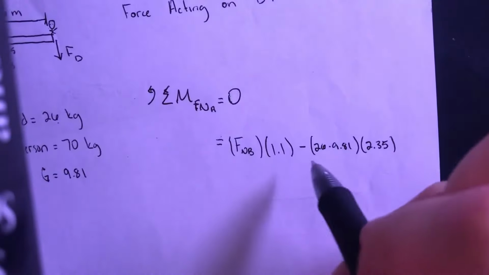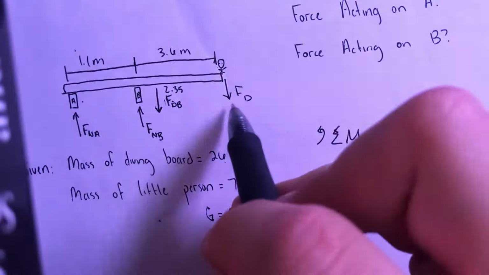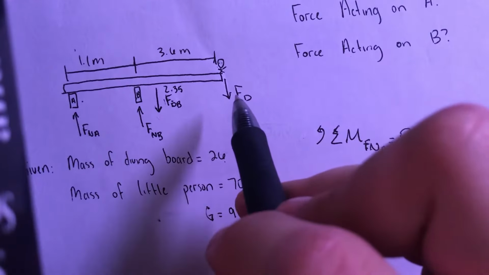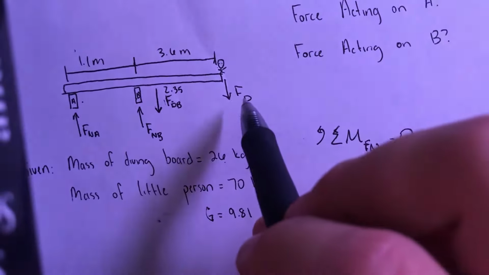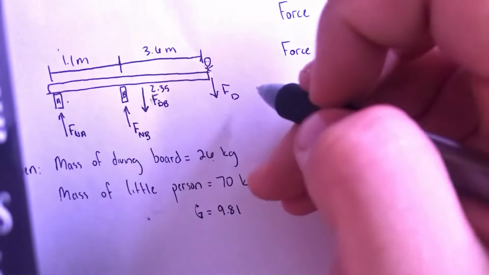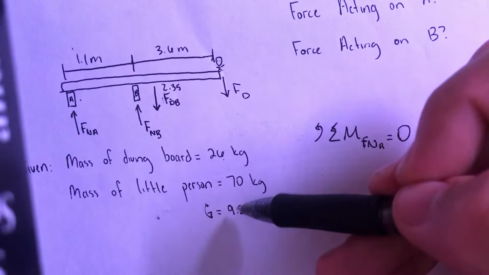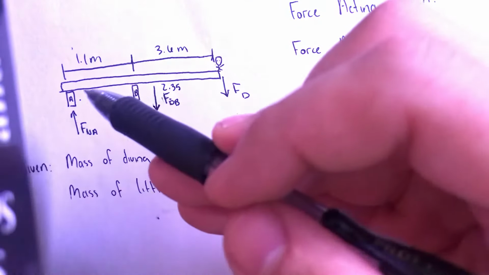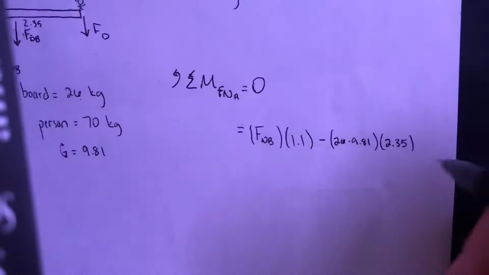So you see what I did? I just multiplied the weight times gravity times the distance at which it occurs. And then lastly, for the last force, we will do the force of the diver. So you'll just take his weight, which is 70, multiply that by 9.81, and then multiply that by the total length because he's at the very end. And that will also be negative.